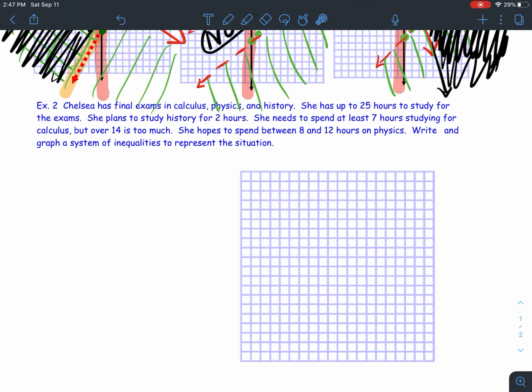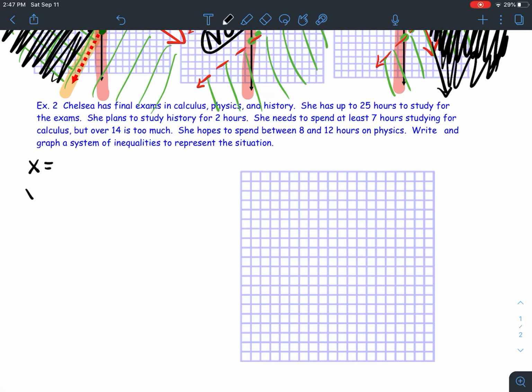Okay, it says here that she needs to spend at least 7 hours studying for calculus, but anything over 14 hours is too much. She hopes to spend between 8 and 12 hours on physics. Write and then graph a system of inequalities to represent this situation.